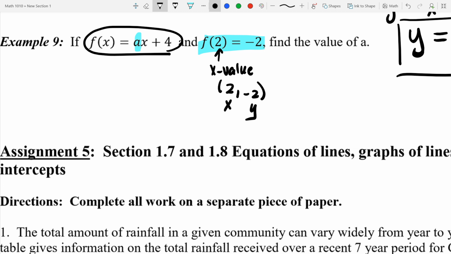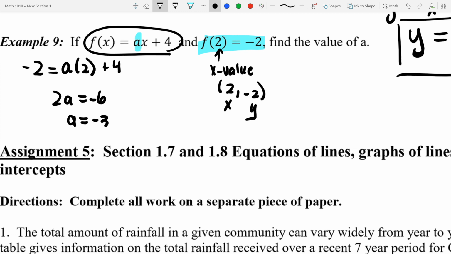Good, honey. So it would be negative 2 equals a times x, which is 2, plus 4. So all I did is put a negative 2 in for y and a 2 in for x. Move your 4 over and it becomes a negative. So I have 2a equals negative 6, divide by 2, a equals negative 3, and I'm done.